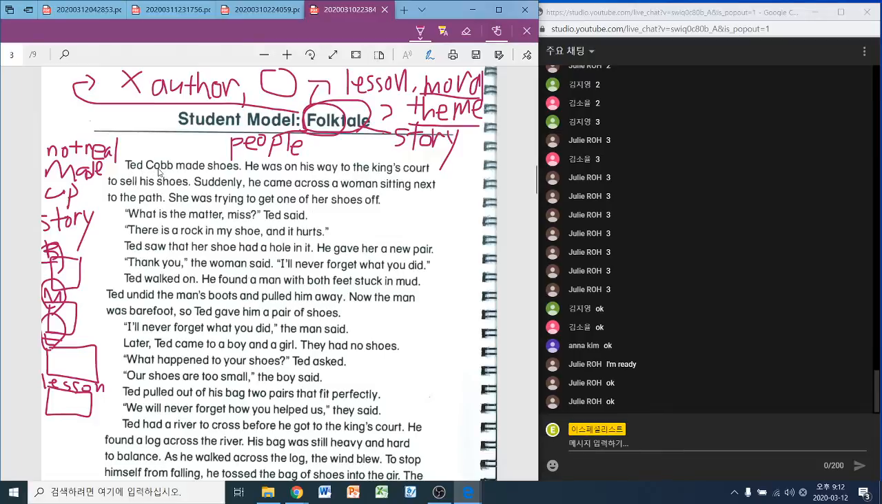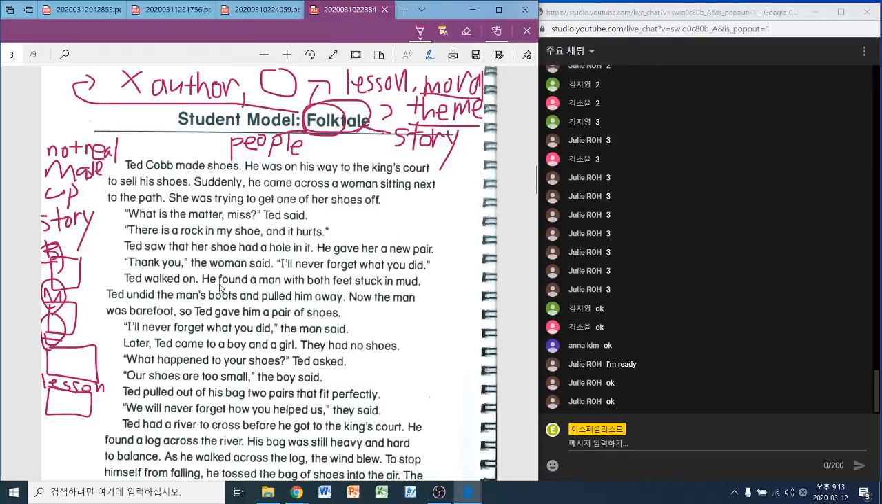Go. Ted Cobb made shoes. He was on his way to the king's court to sell his shoes. Suddenly, he came across a woman sitting next to the path. She was trying to get one of her shoes off. "What's the matter, miss?" Ted said. "There is a rock in my shoe and it hurts." Ted saw that her shoe had a hole in it. He gave her a new pair. "Thank you," the woman said. "I will never forget what you did."